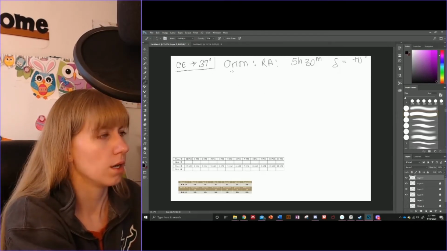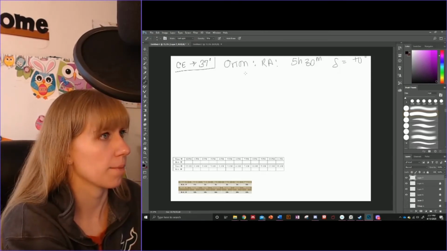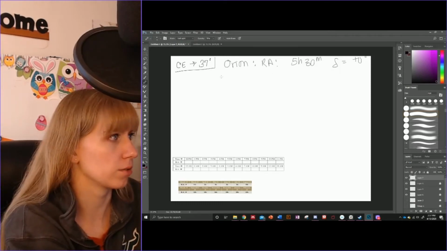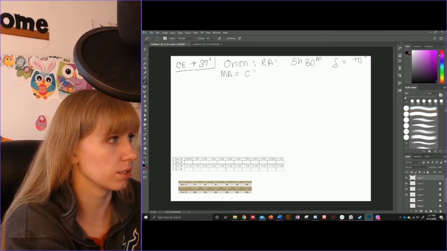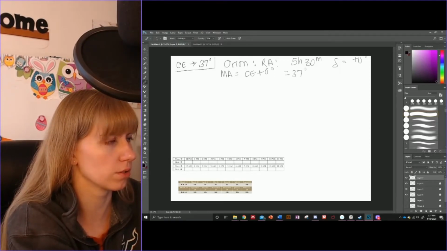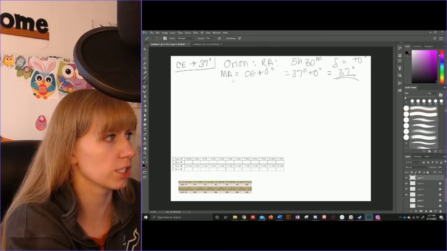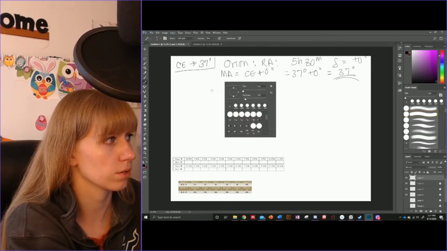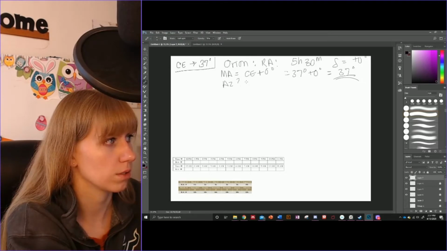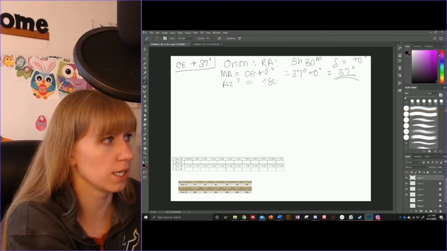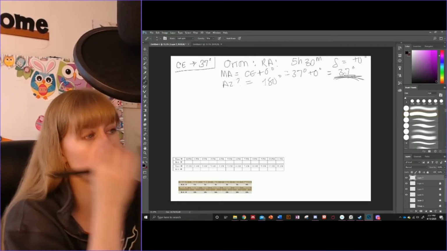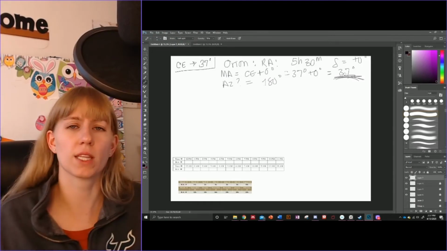Alright, so let's find our maximum altitude. Maximum altitude is going to be our celestial equator plus 0 degrees, or the declination. So 37 degrees plus 0 degrees, which equals 37 degrees. Direction is going to be south, or 180, because we did not subtract. It's not greater than 90. And this is going to remain the same for all of them.